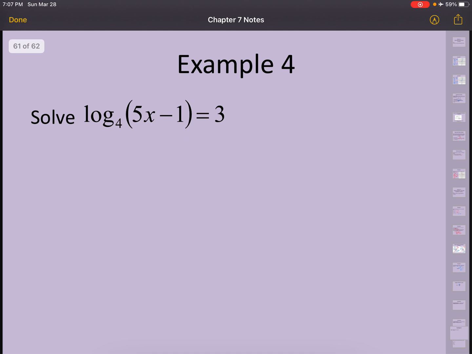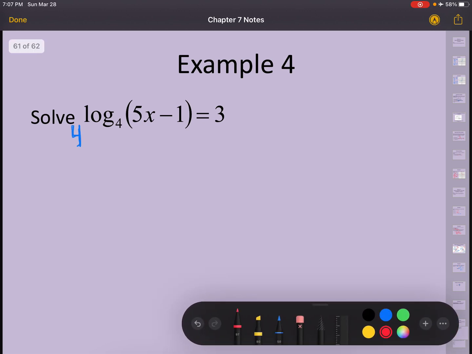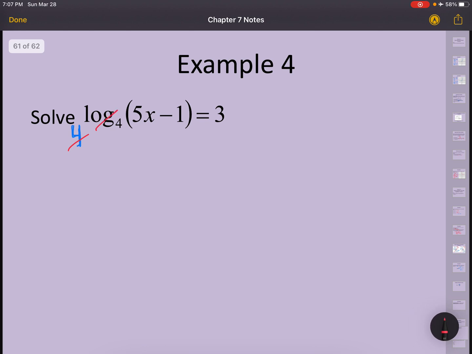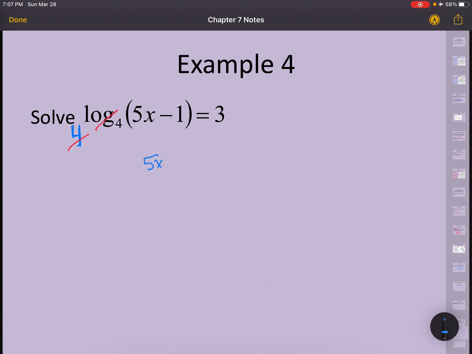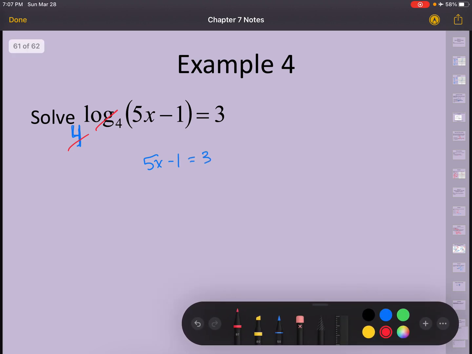And example 4, we're still going to solve, and I can't move anything inside the parentheses yet because it's got that logarithm with base 4 on the outside. So again, we could cancel it out by using its own base, so that they cancel each other out, and we're going to be left with 5x minus 1 equals 3.